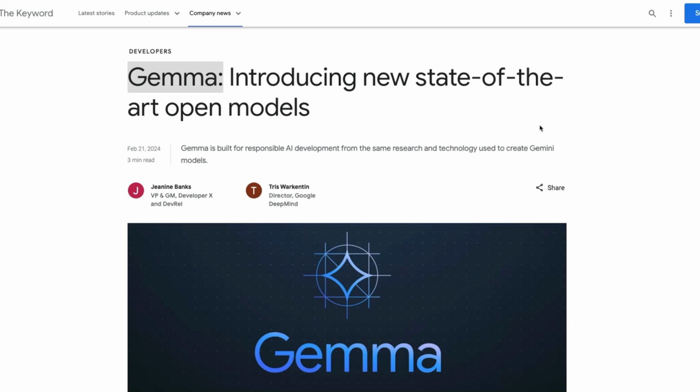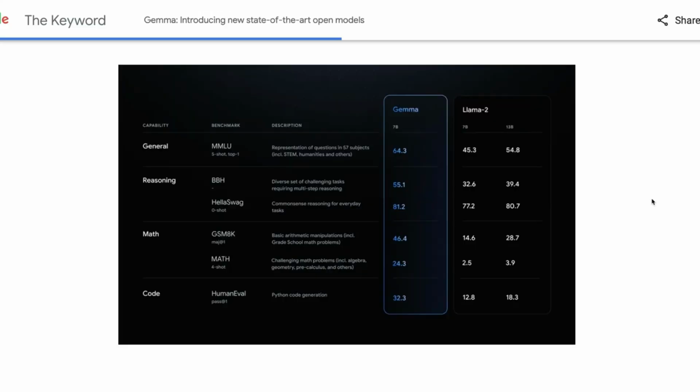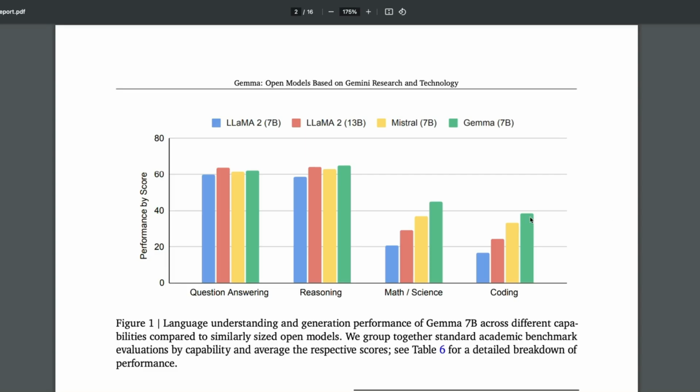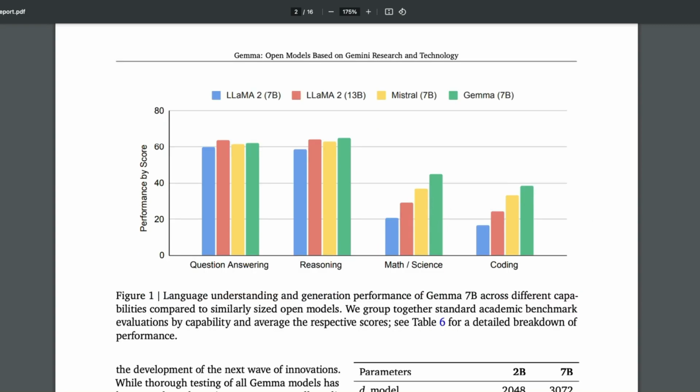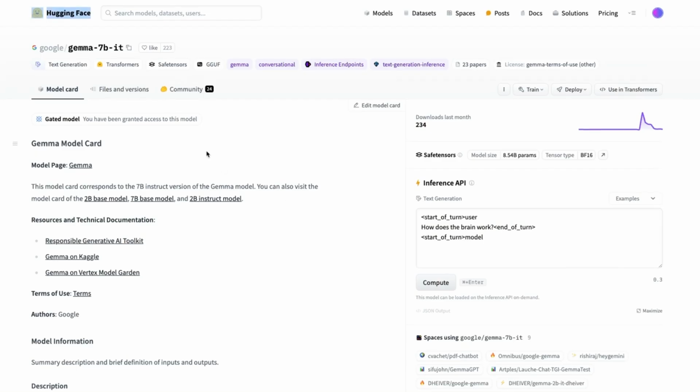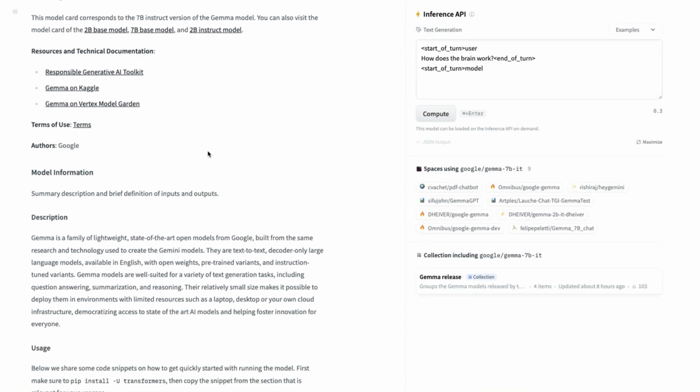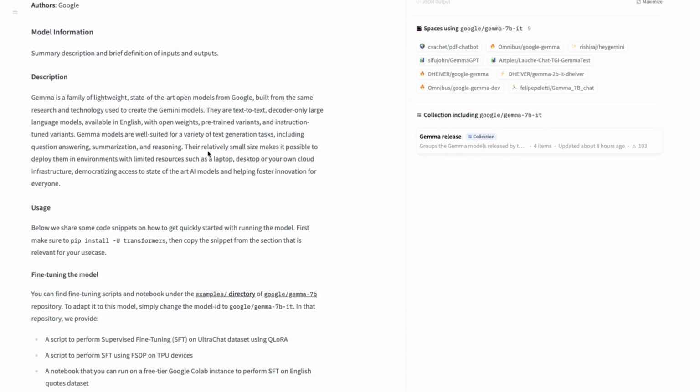Okay, so Google released Gemma today, and on benchmarks, it's outperforming both Llama 2 as well as Mistral 7b. But is it actually any good? So let's find out. There is no official quantized version available from Google. I have seen a few quantized versions on Hugging Face. However, the performance of those versions is not good at all.